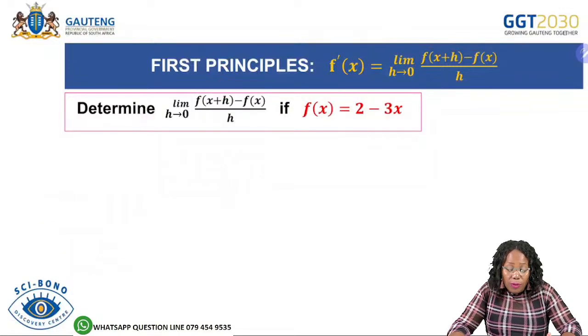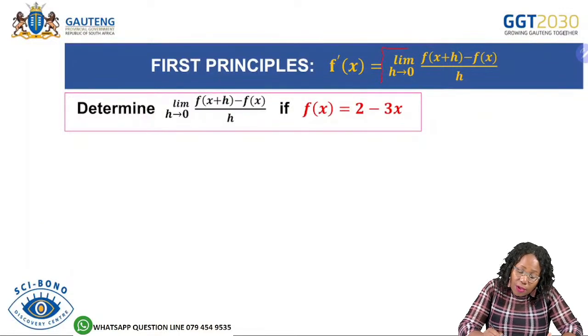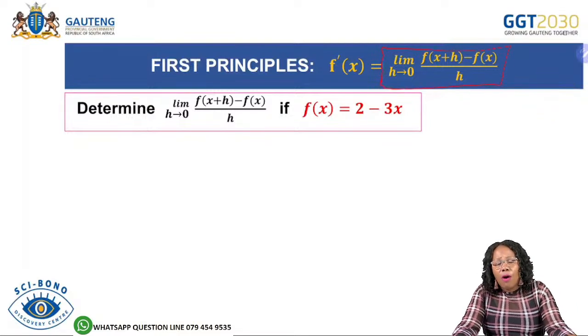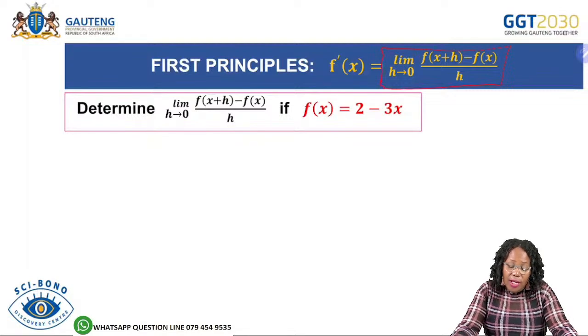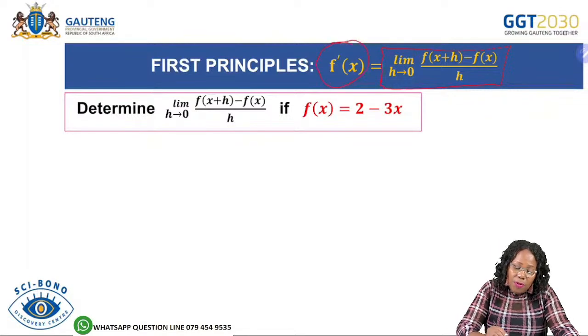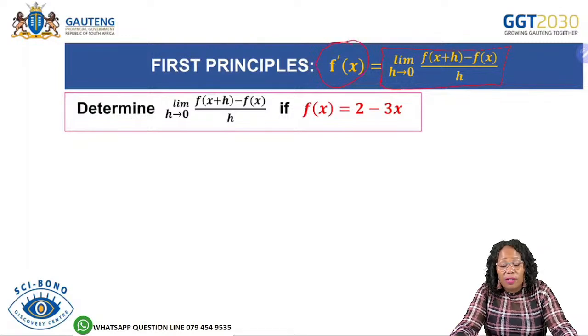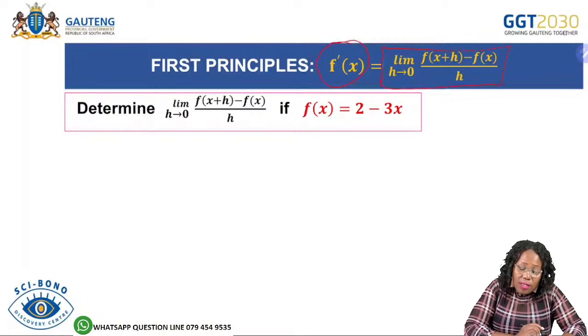Moving on now. We are now looking at the whole thing. That is the limit as h approaches 0 of f(x + h) minus f(x) over h. That means, grade 12, we are simply looking at the derivative of this using the first principle now. So now let's look at the limit of this.